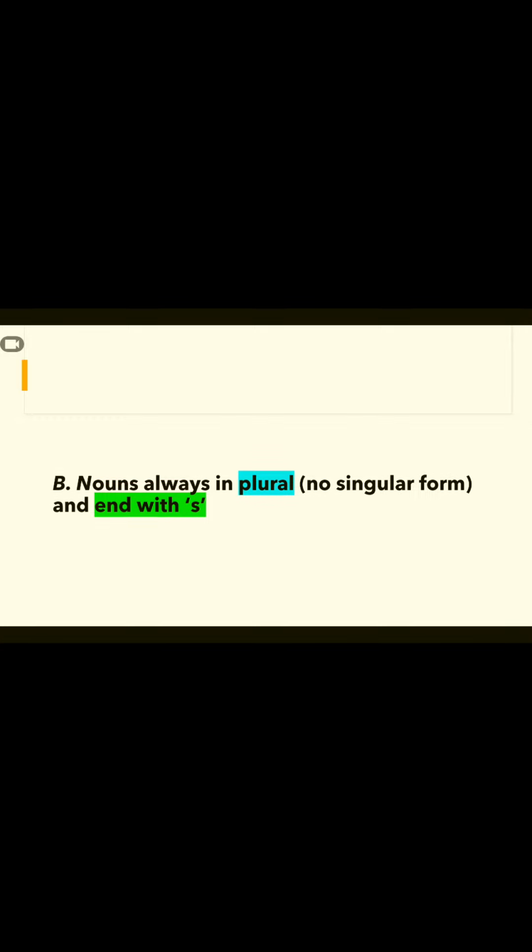Now, let's move on to Group B. They are again nouns ending with S, but we always use them in plural. Oh well, all nouns ending with S should be plural, right? But what's special about this? Well, it is because these nouns do not have any singular form.